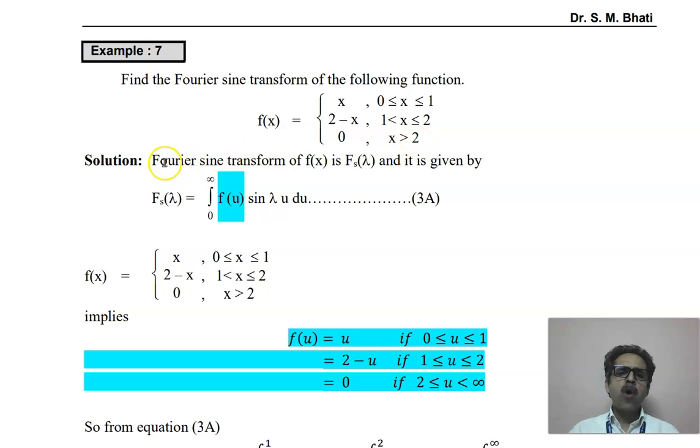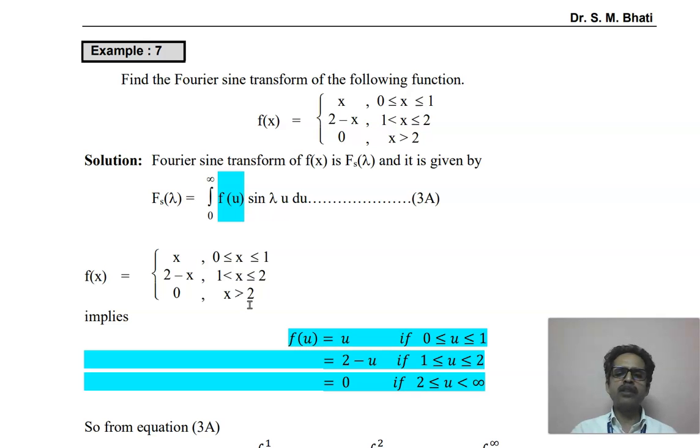Fine. Now the Fourier sine transform of the function f(x) is capital F_s(lambda), and it is given by equation 3a. In equation 3a there is a du, that means u is the variable of integration and lambda is constant here, and here we need to put the value of f(u). But we don't know f(u), we know f(x). So from this known f(x), we can write down f(u).